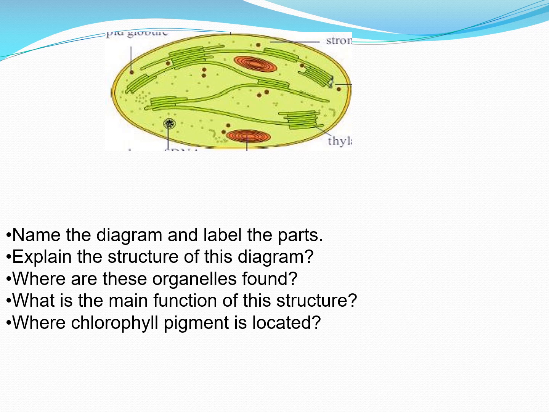Third question, where are these organelles found? These organelles are found in plant cell cytoplasm. We are able to see chloroplast.